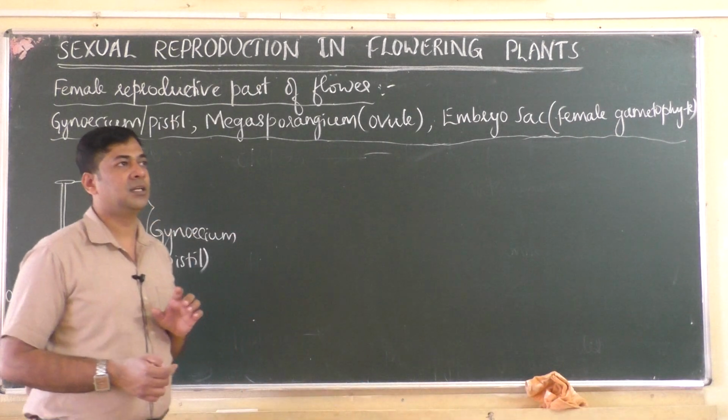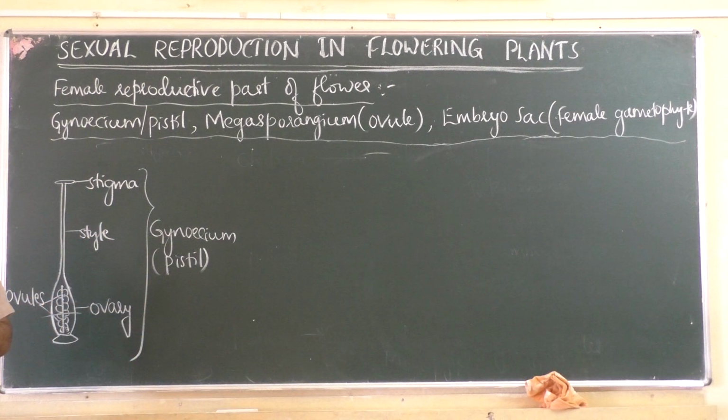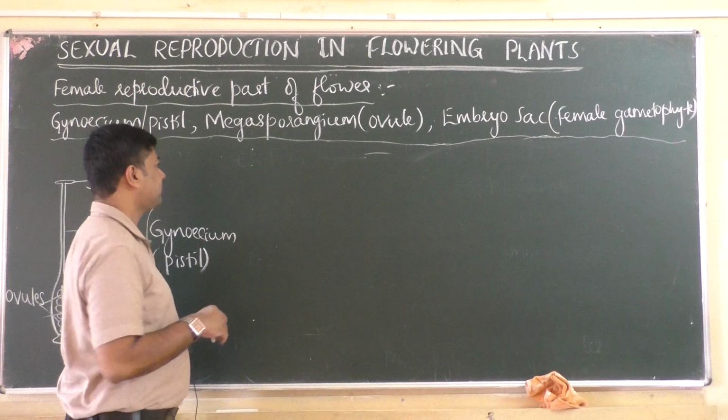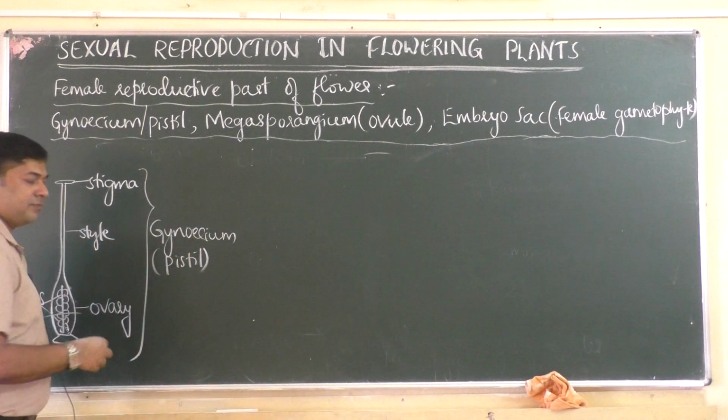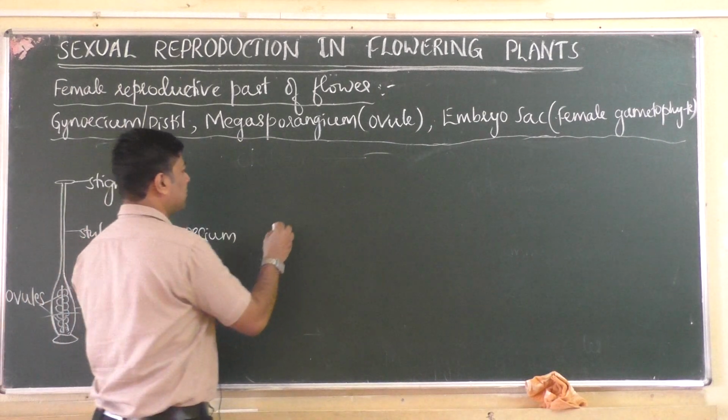Then we have seen that papaya example we have taken, where in papaya, watermelon, orchids, one ovary contains many ovules. So when you take a cross section of the ovary, you see many ovules. So let us see the cross section of the ovule now.